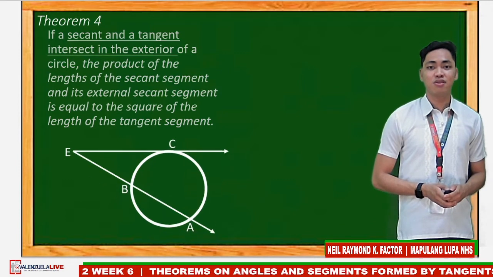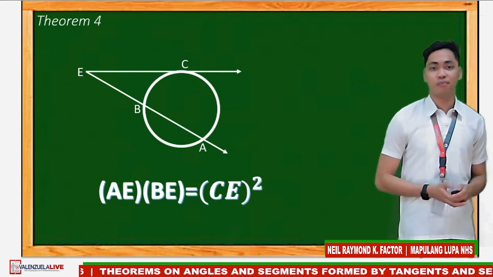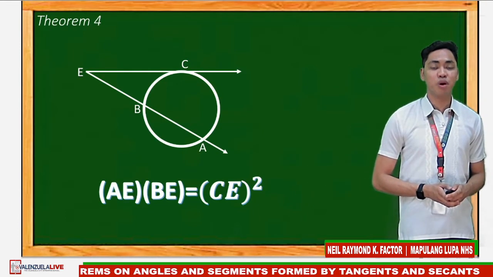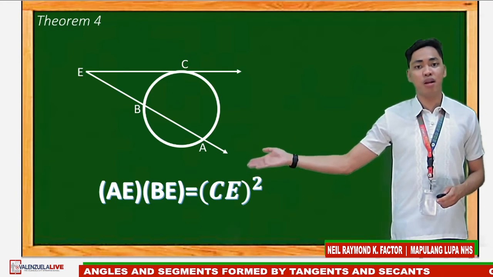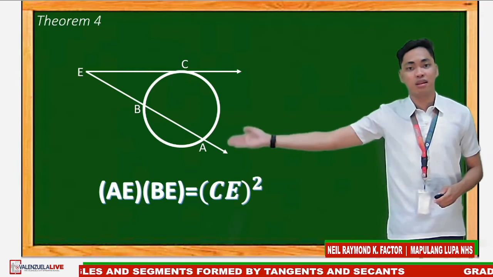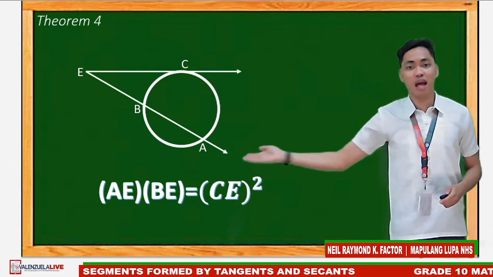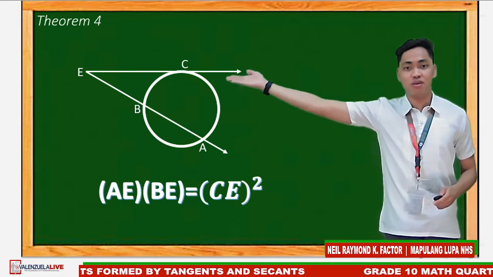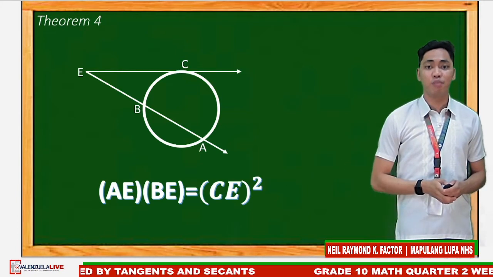Right? So this theorem wants to state this equation. We have AE times BE is equal to the square of CE. That is, for the secant part, we have the length of the secant segment times the length outside the circle. So we have AE times BE is equal to the length of the tangent segment, CE, then we square that. That's how you apply theorem number 4.